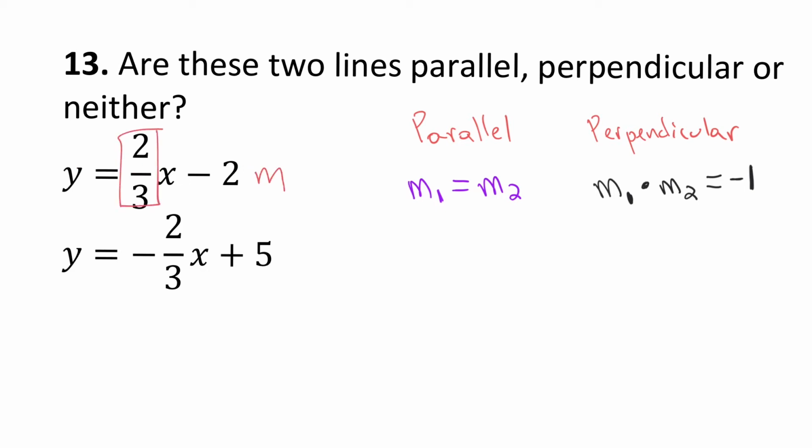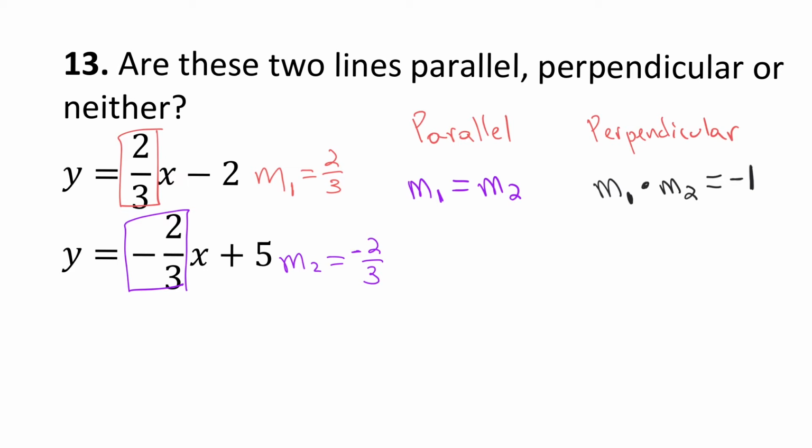So I'm going to put here m1 equals 2 over 3. And I'm using 1 because it is line number 1. The second line, I'm going to use m2. M2 has a slope of negative 2 over 3. So I'm going to put those slopes side by side so you can see them, and we have to figure out if they're parallel or perpendicular.